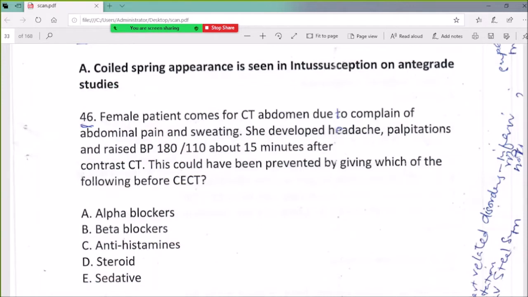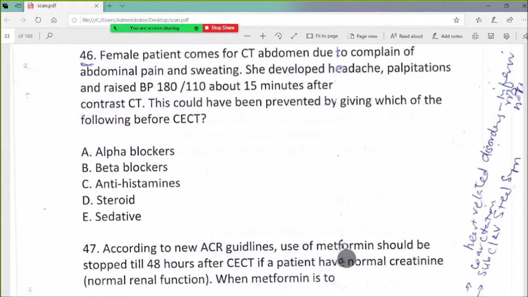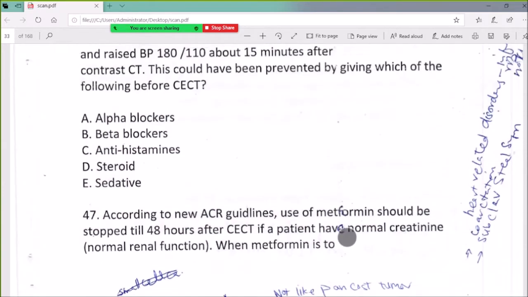She developed headache, palpitation, and raised BP 180 by 110 about 15 minutes after contrast CT. This could have been prevented by giving which of the following before CT? Alpha blockers. Okay, question 46: alpha blockers.